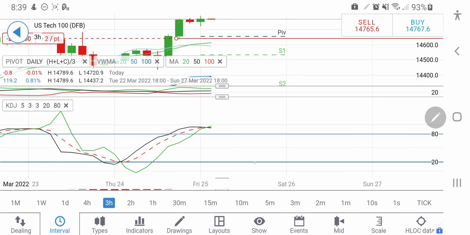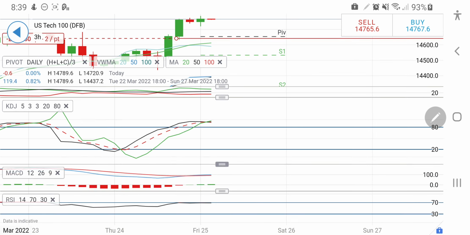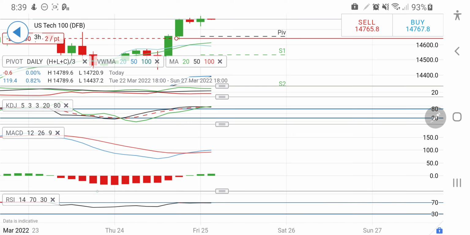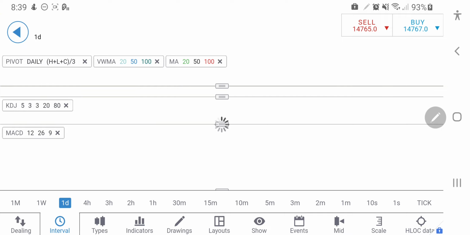Now look at the 3 hour charts, which are also overbought, but yes, it can sustain these overbought levels. The MACD has just crossed over and is still trading with a divergence, looking a little bit bullish. But now let's come back to the daily charts.